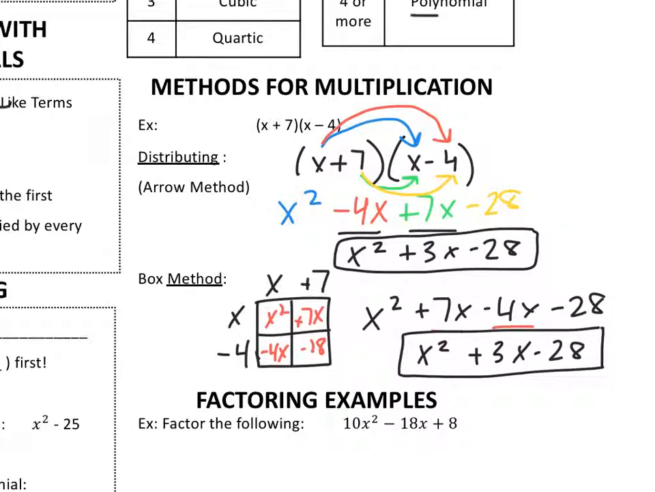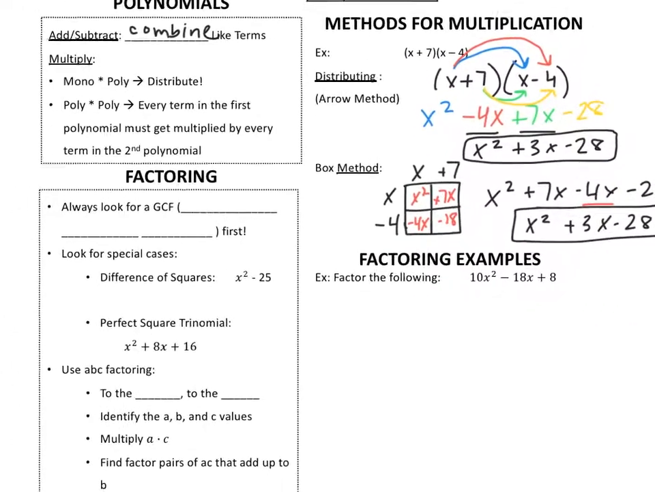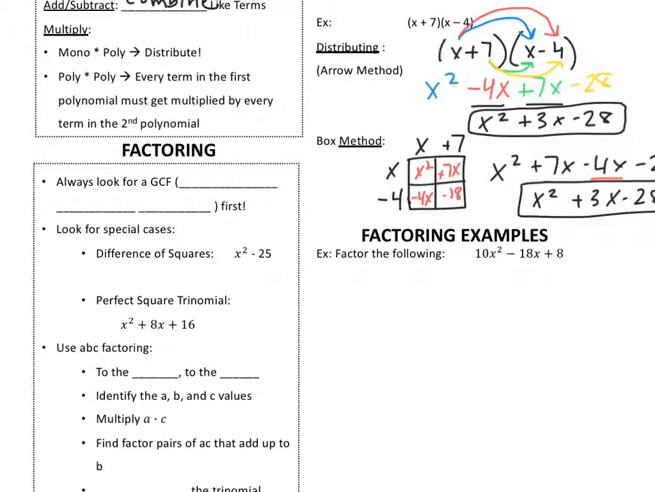Okay, so now we're going to look at factoring. When we did the multiplication part, we started with x plus 7 as a factor, and then another factor of x minus 4. We multiplied those out and got a trinomial. With factoring, we're going to work the opposite direction. You're going to start with a trinomial and move backwards to end up with two factors.